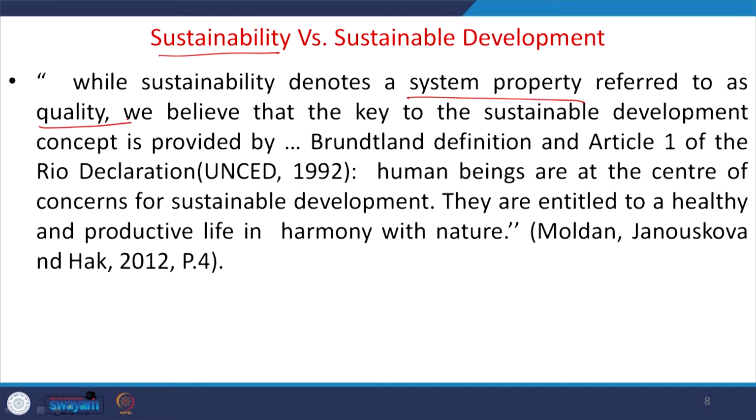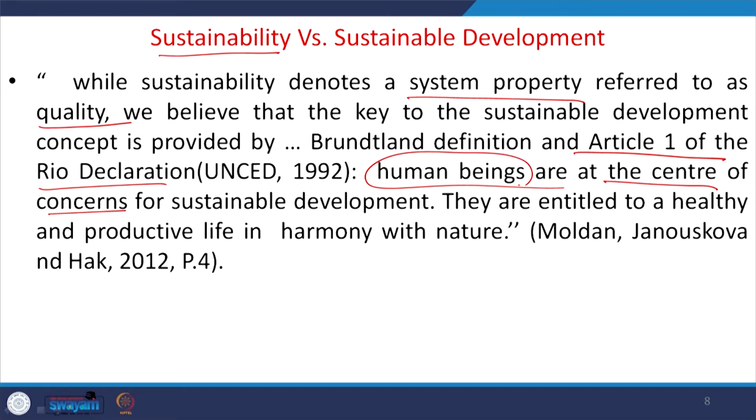But what is sustainable development? In order to understand sustainable development, we can refer to Article 1 of the Rio Declaration 1992, United Nations Conference on Environment and Development. There, sustainable development is understood as the center of the concerns. Who are these centers of the concerns for sustainable development? They are the human beings. For sustainable development, human beings are the apex, the center of all these concerns.